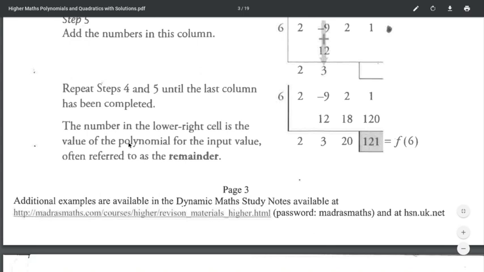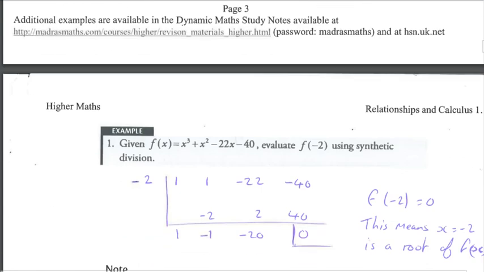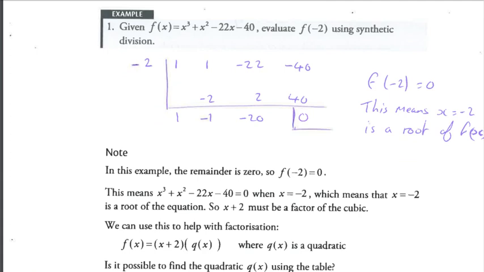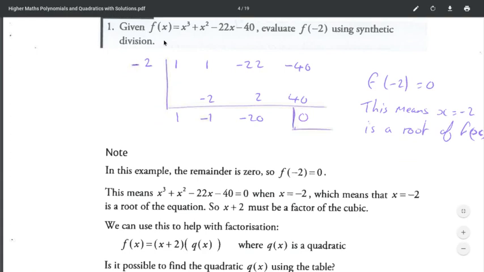So the number in the lower right cell is the value of the polynomial for the input value. So this is essentially f of 6. This is often referred to as the remainder. So f of 6 equals 121, or the remainder is 121. So let's just have a look at one more example. So given f of x, evaluate f of negative 2.